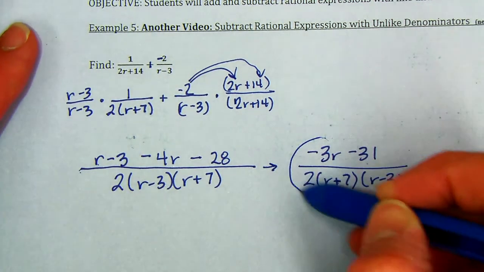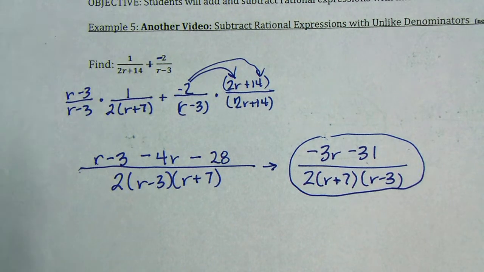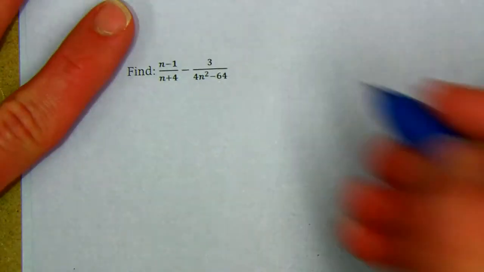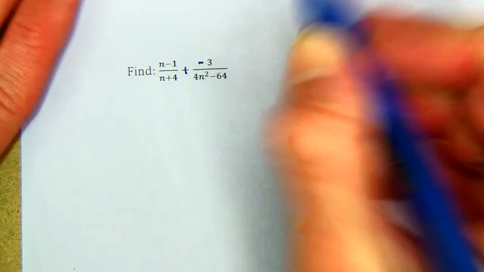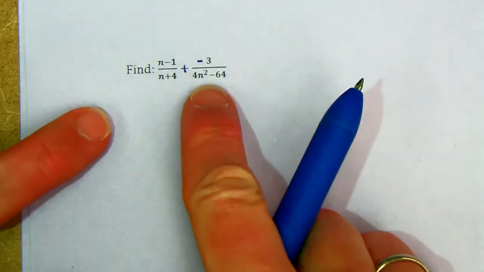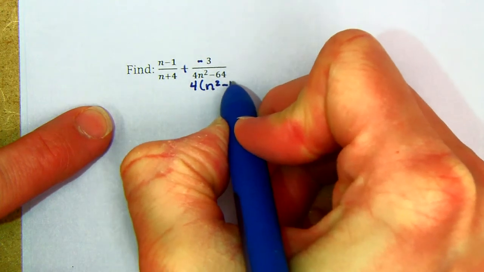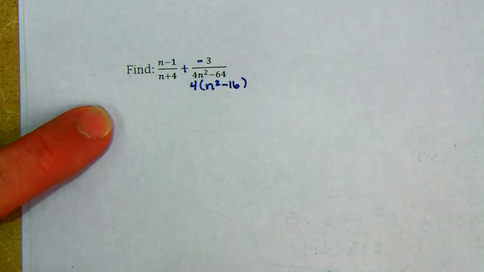Let's look down here. Getting just a little bit more complicated. So once again, you see that minus sign. I'm going to go ahead and get rid of it by making the 3, the numerator, the opposite. So let's factor this denominator. Take out a 4 first. So we got n squared minus 16. How does n squared minus 16 factor? It is n plus 4 and n minus 4.